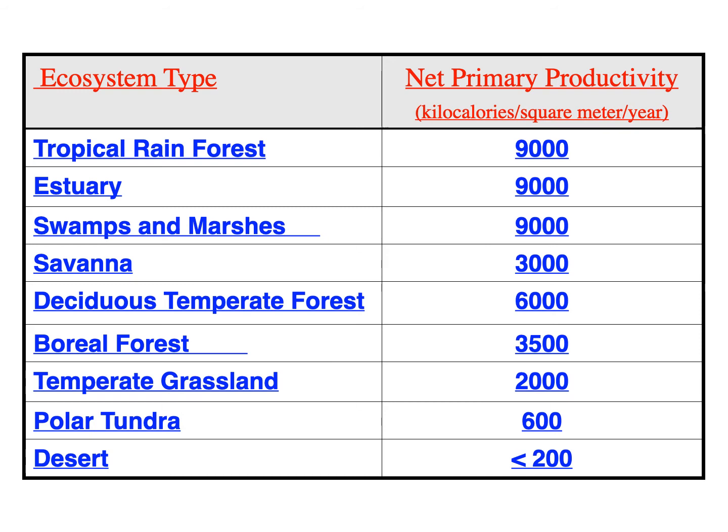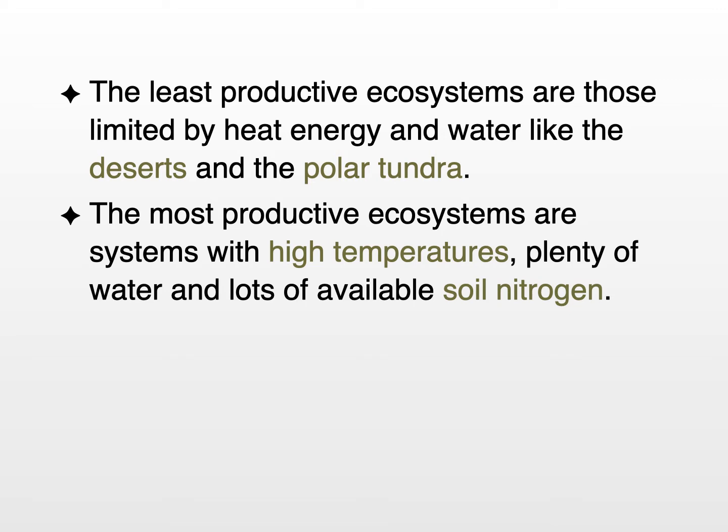Grasslands are lower than most of the communities described above because of lack of precipitation and cold temperatures. And we can see polar desert, or polar tundra and deserts have extremely low net primary productivities in comparison to some of these other community types. So once again, the least productive ecosystems are those limited by heat energy or water. Of course, water is required for photosynthesis, and this includes communities or ecosystems like deserts and the polar tundra. The most productive ecosystems are systems with high temperatures, plenty of water, and lots of available soil nitrogen.